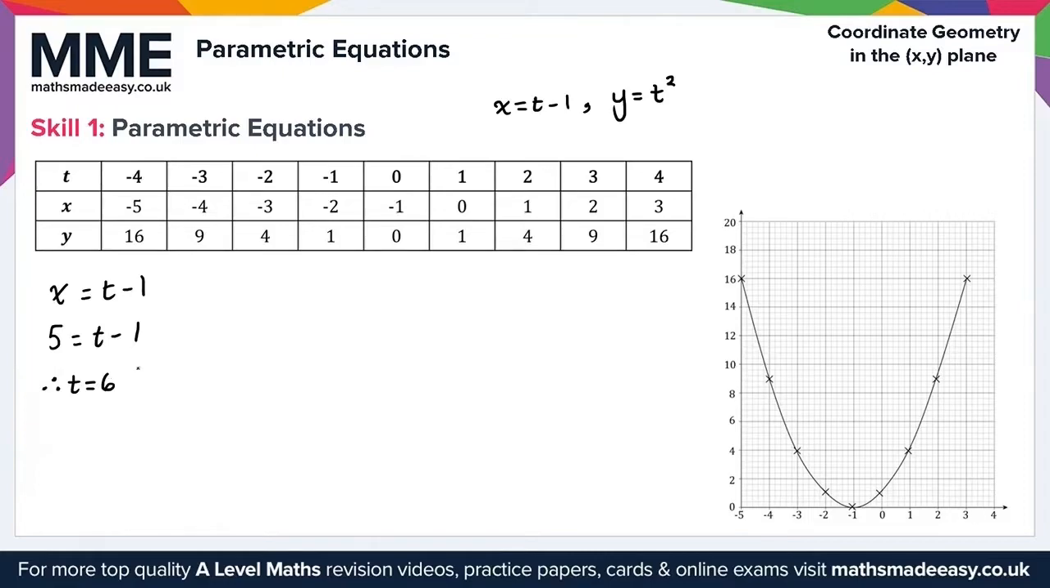What we do now is we take this value of t and substitute it into our equation for y. So y is equal to t squared. So y is equal to 6 squared, which is equal to 36. So that gives us everything we need there for skill 1 on parametric equations.